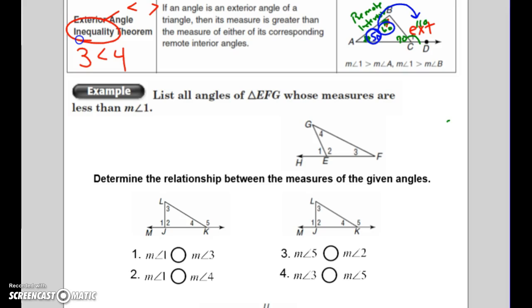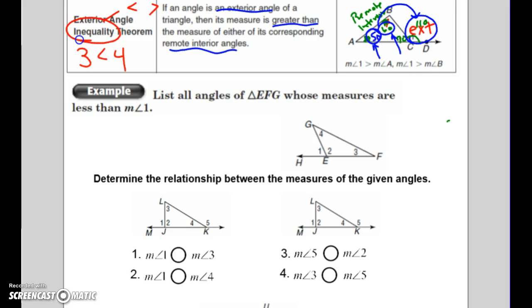Okay, now, remember, your two remotes added together have to be equal to your exterior. That means that your exterior angle will always be larger than either one of the remote interior. So your exterior angle will always be greater than your remote interior angles. Are we good? We are.